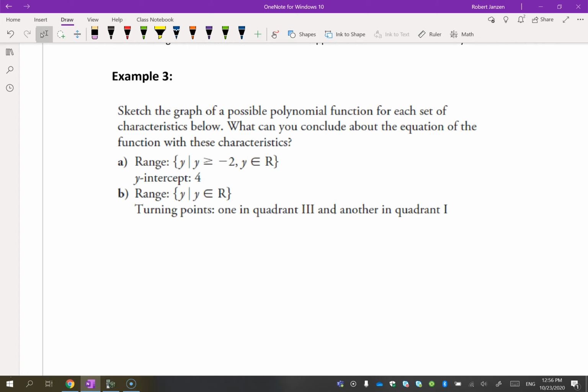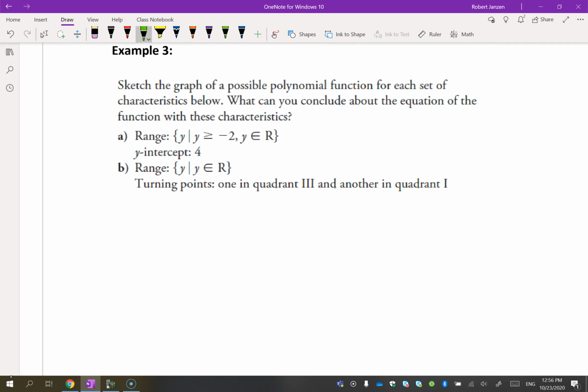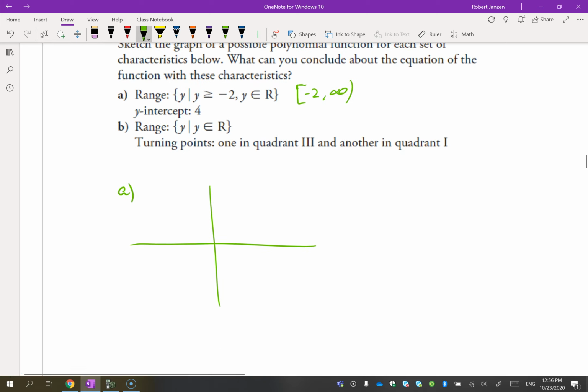Example 3. Sketch the graph of a possible polynomial function for each set of characteristics below. Okay, so let's do A. This one says it has a range, and this says y is greater than -2. So we would write that as -2 to infinity. Well, that right there tells you it's got to be a parabola. Because it's going to go down to -2 and it won't have anything down here. Okay, so we have some sort of a parabola, going down to -2.